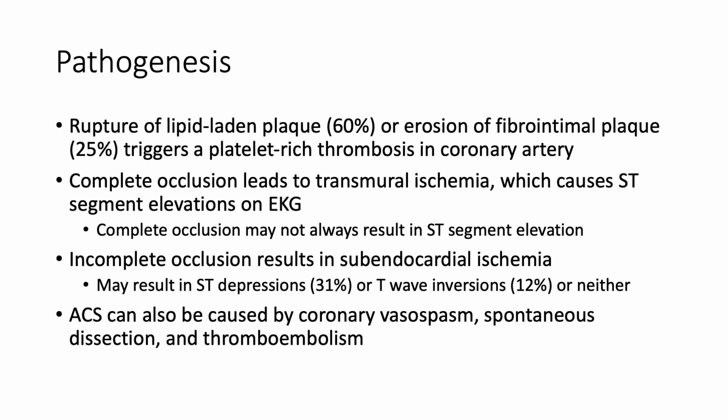If you get a complete occlusion of the artery, you're usually going to get transmural ischemia, which causes ST elevations on the EKG. Now, these ST elevations are the most common manifestation, but they're not perfect for picking up all complete occlusions, so some people will criticize this dichotomous approach. Incomplete occlusions are going to result in subendocardial ischemia, and so that may result in ST depressions in about 30% of cases or T-wave inversions, but you may also not see anything. Acute coronary syndrome can also be caused by coronary vasospasms, spontaneous dissections, and thromboembolism, but those are much less common.